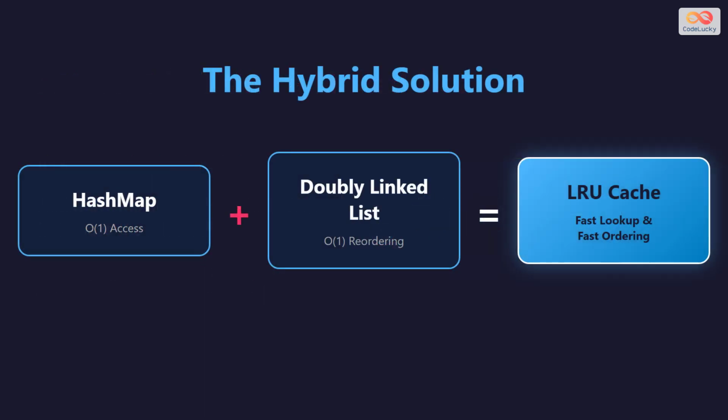To achieve O(1) for both operations, we combine two data structures. We use a HashMap for fast lookup and a doubly linked list for fast reordering. This hybrid approach gives us the best of both worlds.